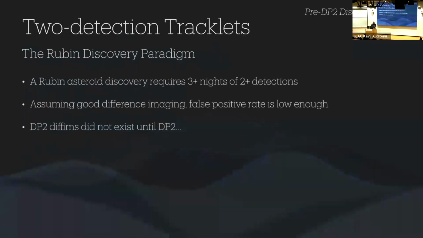First, the transient catalogs. So Rubin has promised for a very long time that it's going to discover asteroids with just 2 repeat visits to the same part of the sky each night. And as Mario showed, in order to turn these low confidence 2 detection tracklets into high confidence orbits, we need to see these objects on at least 3 nights, with 2 or more detections. Now, assuming we have really good difference imaging, we don't have too many extra sources sitting around, the false positive rate on 6 detections in a curve can be pretty low.